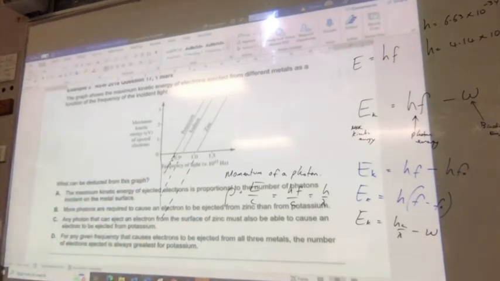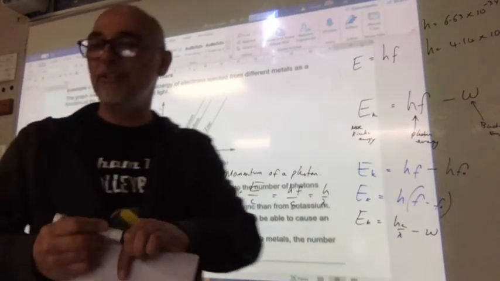And for any given frequency that causes electrons to be ejected from all three metals, the number of electrons ejected is always the greatest for potassium. Well, again, that doesn't really say that. The graph doesn't really say that. Think about these things.